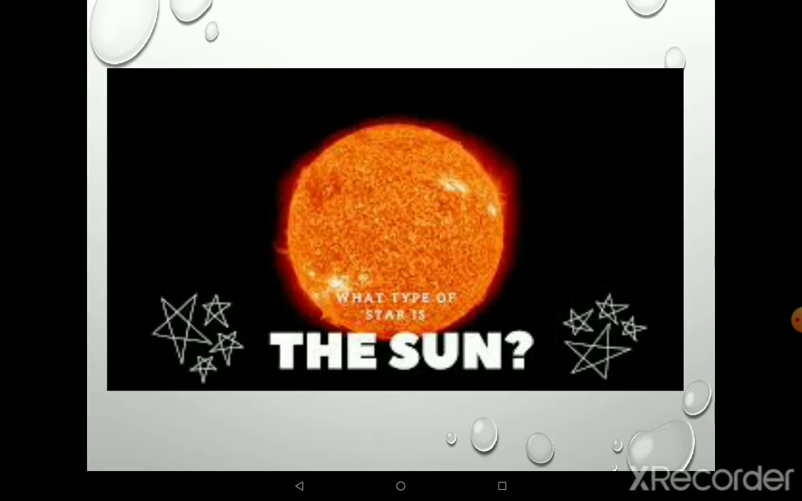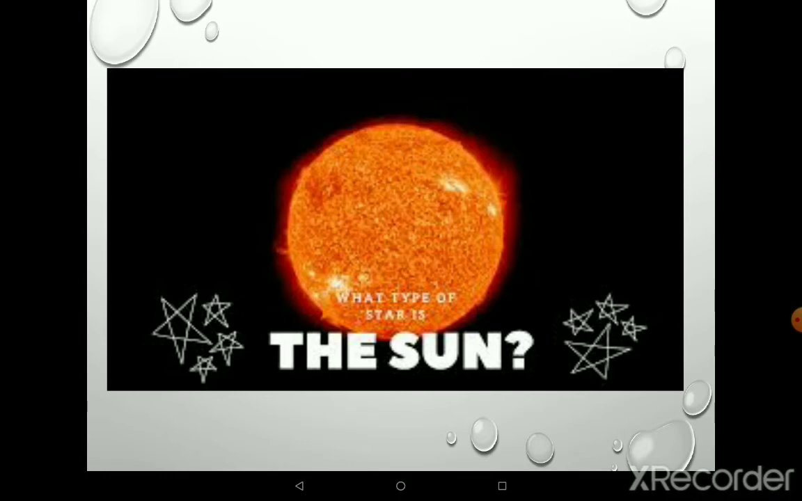Can you imagine, or can you think what it is made up of? This huge ball, the sun, is a ball of burning gases, mainly hydrogen and helium. This makes it very hot, with a surface temperature, you can say, of about 5,500 degrees Celsius.